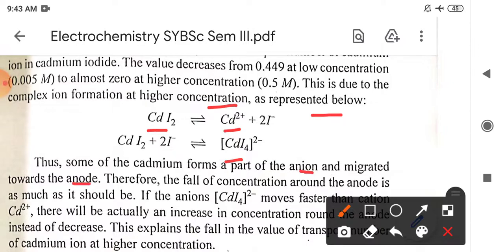So overall the concentration of cadmium towards the cathode decreases, because this cadmium which is formed in the complex is now part of an anion, so it gets attracted towards the anode. So overall cadmium concentration decreases.